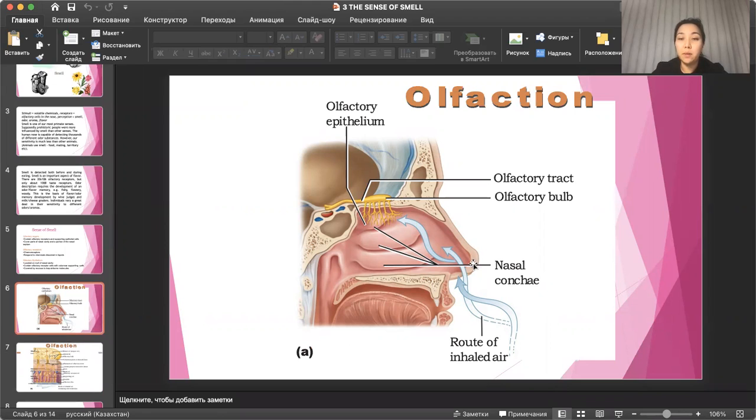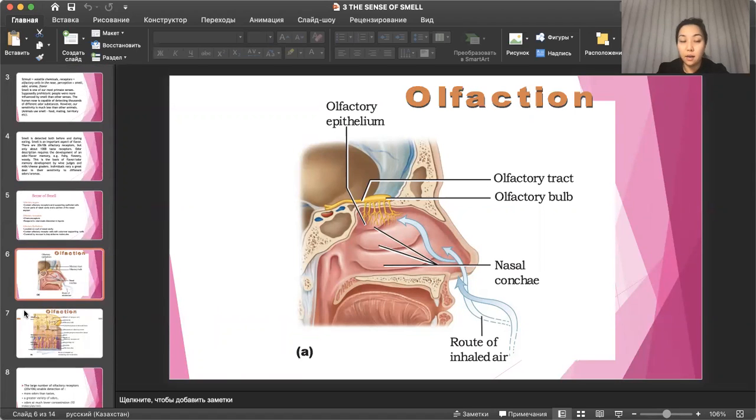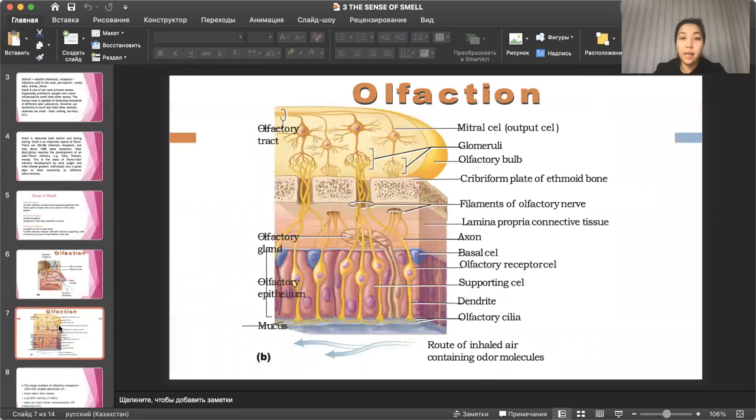For example, when we smell through the nasal cavity, it goes to the olfactory epithelium, and after that to the olfactory bulb and tract, and after that, with the help of our mind, we can determine the odor of this product, for example. In this slide, you can see the olfaction in detail, and you see that it is a very complicated organ.